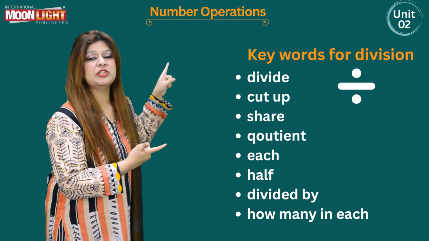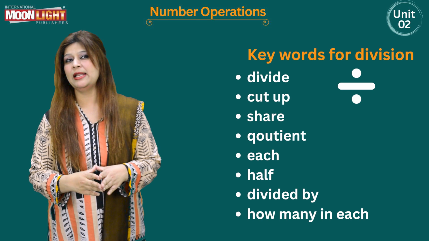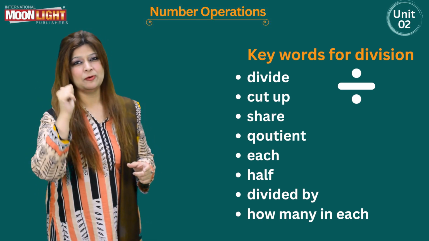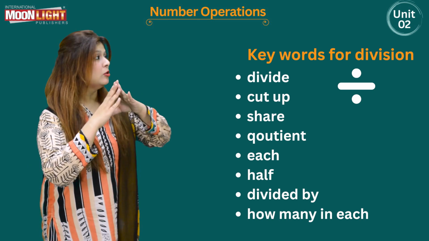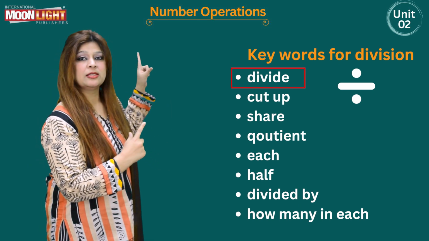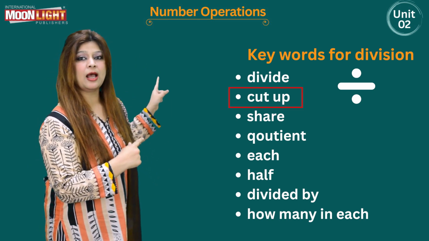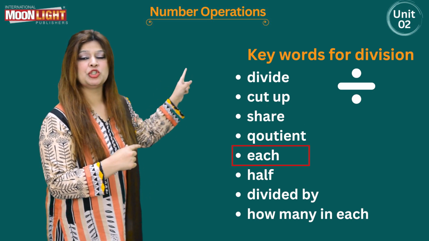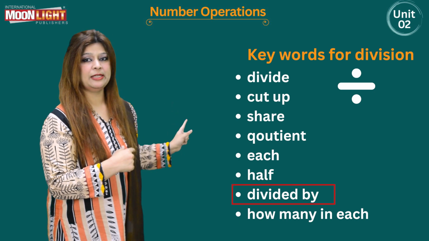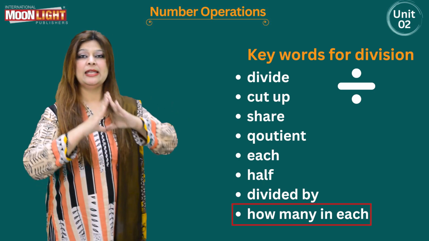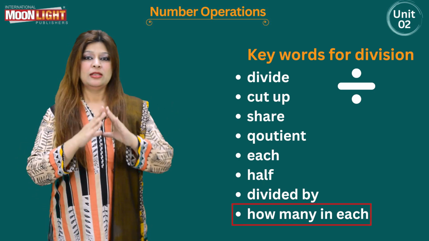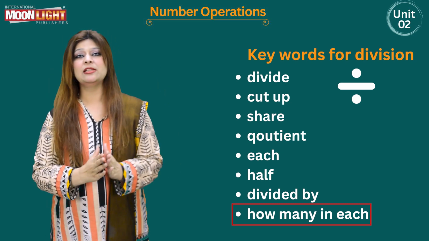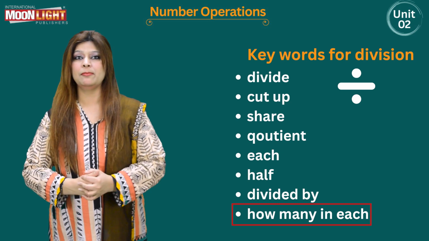Key words for division, and you know that the division symbol is a straight line, then a dot up and a dot down. Do remember that. Well, so the key words over here are divide, cut up, share, quotient, each, half, divided by, and finally how many in each. Basically the word each is really very important.